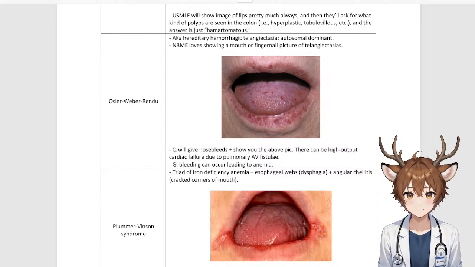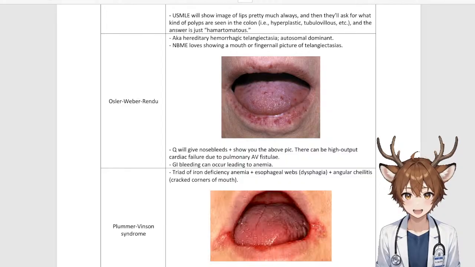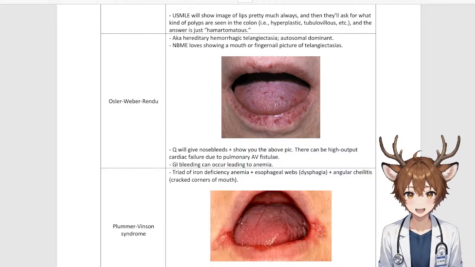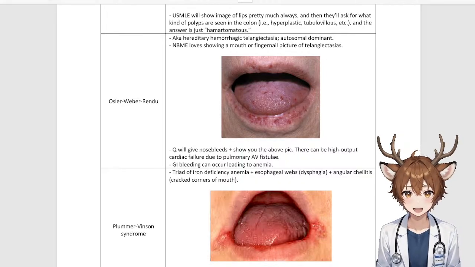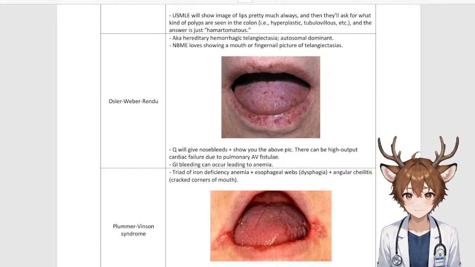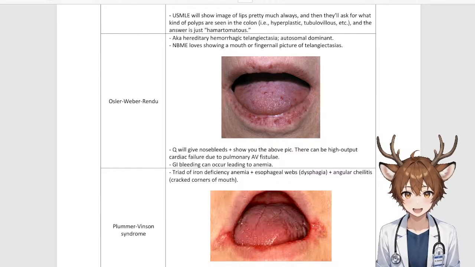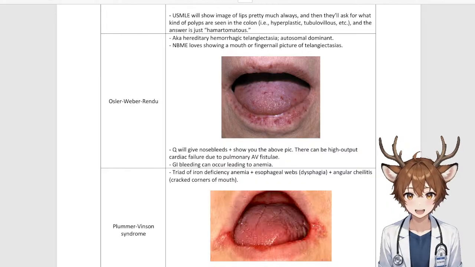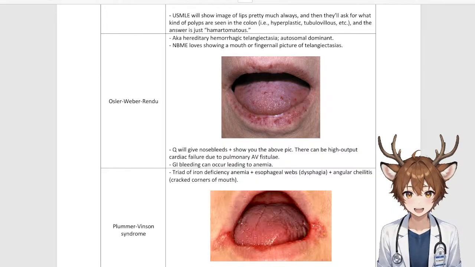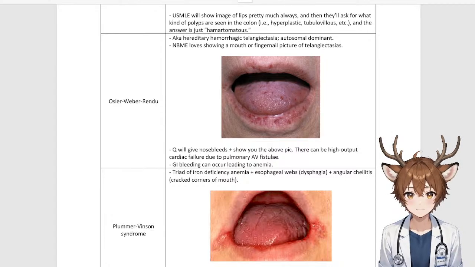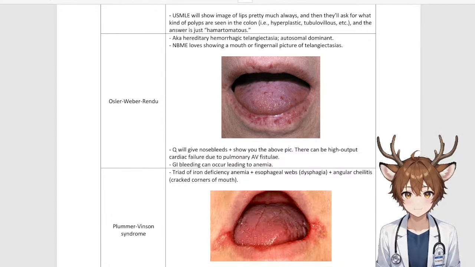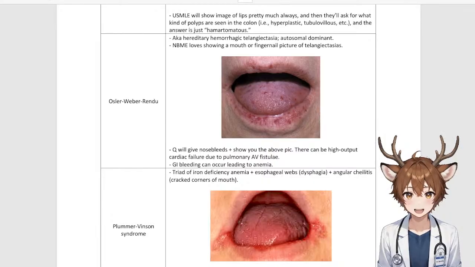Osler-Weber-Rendu syndrome, aka hereditary hemorrhagic telangiectasia, is autosomal dominant. NBME loves showing a mouth or fingernail picture of telangiectasias. The question will give nosebleeds plus show you the above picture. There can be a high output cardiac failure due to pulmonary AV fistula. GI bleeding can occur, leading to anemia. And you can see there in Osler-Weber-Rendu the telangiectasias of the lips and mouth, lips and tongue.